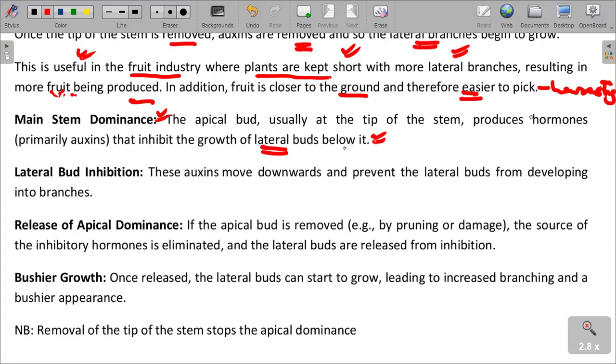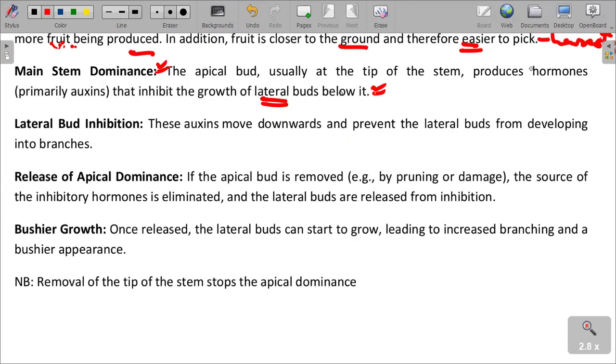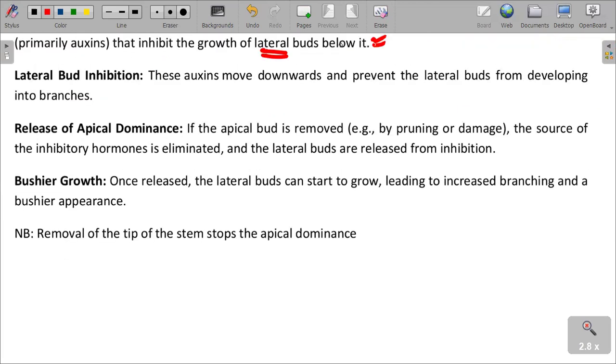It is still the same part that we are referring to, the apical bud, the tip of the stem that produces auxins that inhibit the growth of lateral buds below it, because they are produced at the tip and they move downwards, suppressing those lateral buds' growth. And then lateral bud inhibition: auxins move downwards and prevent the lateral buds from developing into branches. That is lateral bud inhibition as a function of the auxins that we are talking about.